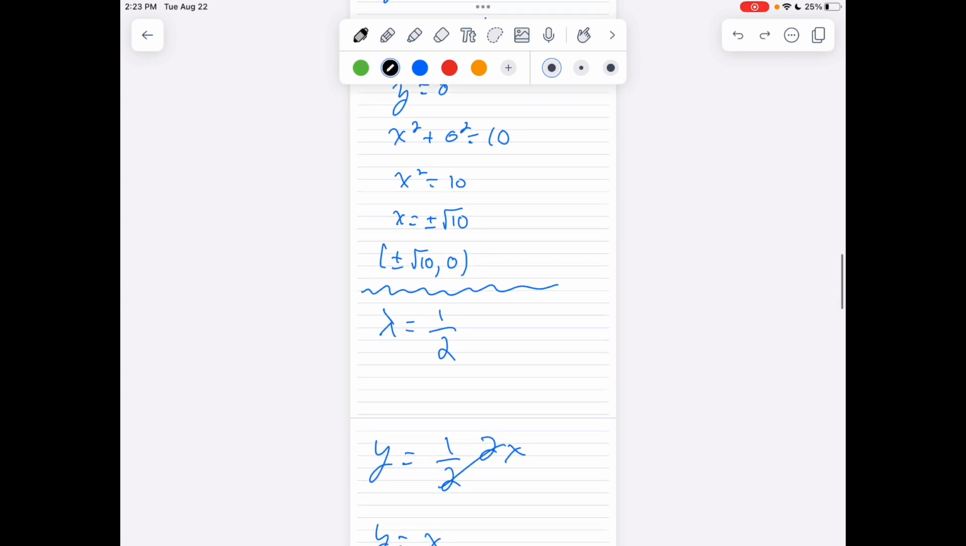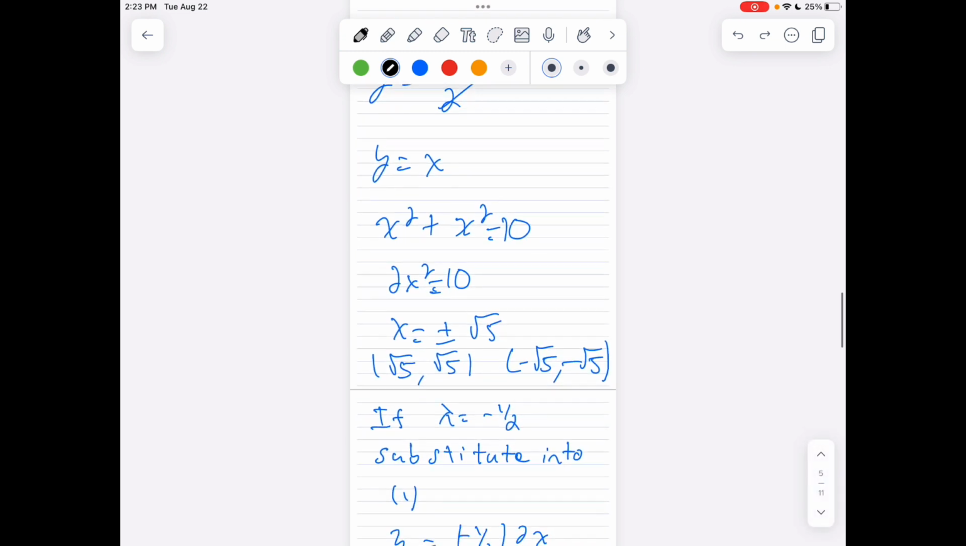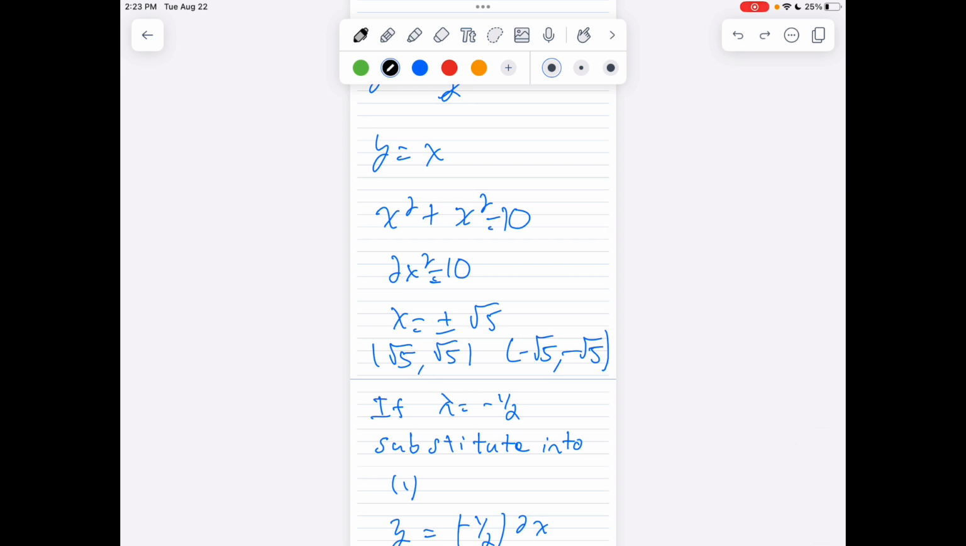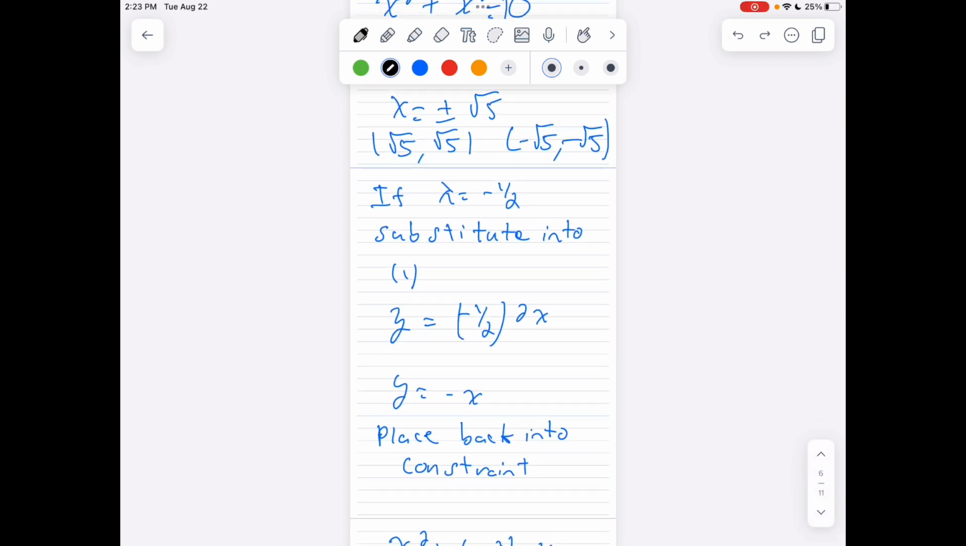And then we had lambda equals 1/2. I substituted it back into the first equation, and you got y equals x. We substitute y equals x into the constraint, then solve for x, so it's plus or minus root 5. Because y equals x, you would have the 2 points root 5, root 5, and negative root 5, negative root 5. Now we substitute lambda equals minus 1/2, so this is where we stopped last time.